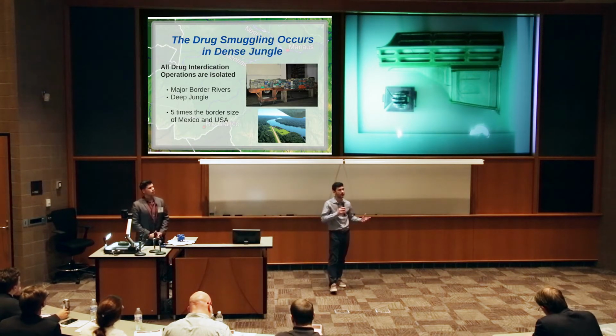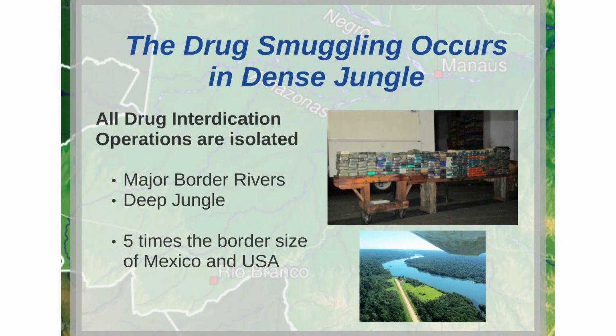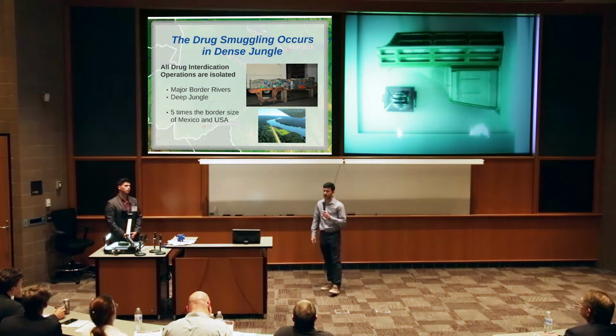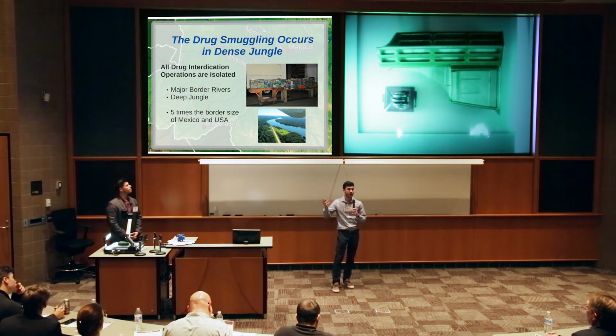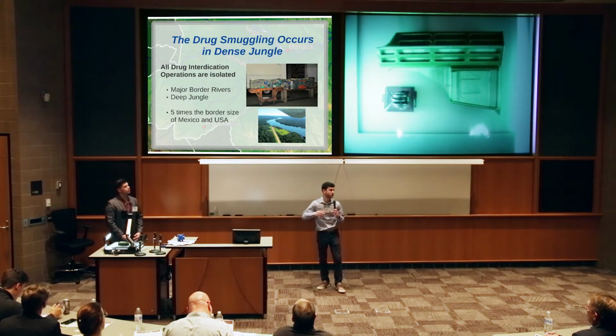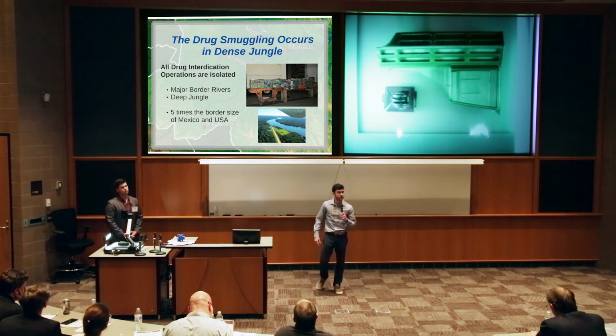So where do these drugs come from? Basically, the drug smuggling occurs in the dense jungle, as you can see in the pictures illustrating that. I want to mention that it happens in an isolated place. The border of Brazil with those countries is about 5 times the border of Mexico and the USA. It is a very large border, and some of the border in Bolivia, for example, has a river. And most of this border is deep jungle.